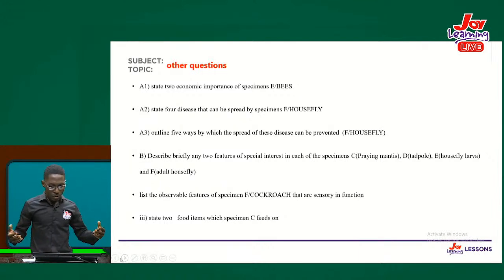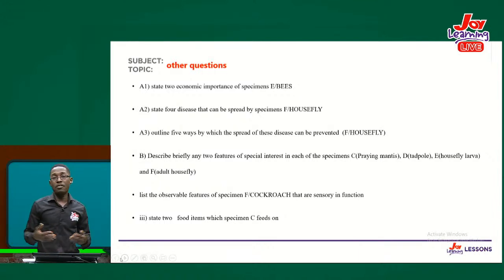And they can also ask you for features for sensory function. Sensory, they have a cockroach. What are things on the cockroach that are sensory in function? You have the antenna, you have the anal cerci, or styli, as some people call it. It's the same thing. So two things, just two sensory things. If it's on the rat, you have the whiskers.